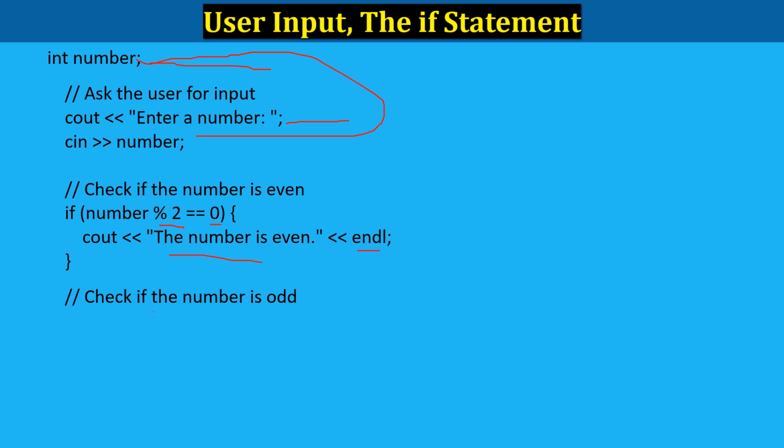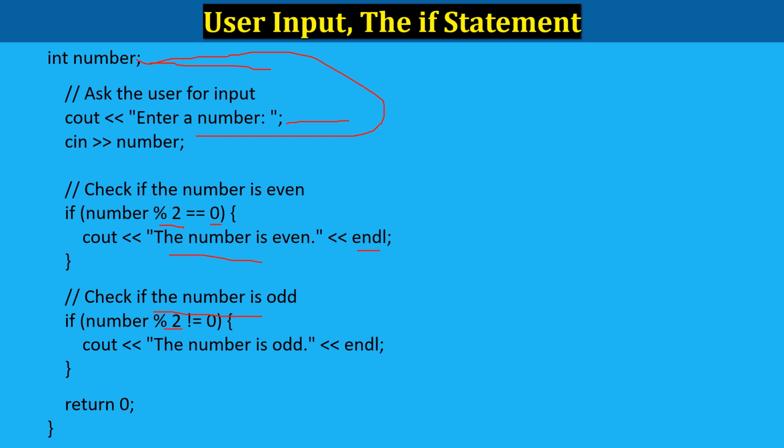Then check if the number is odd. If the remainder when number is divided by 2 is not equal to 0, the condition identifies an odd number. Cout prints that the number is odd, and endl ends the line and moves to the next line.